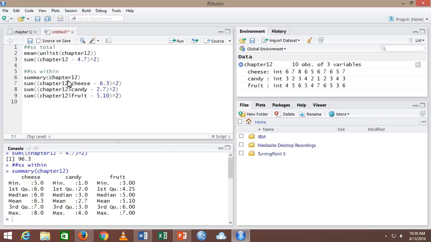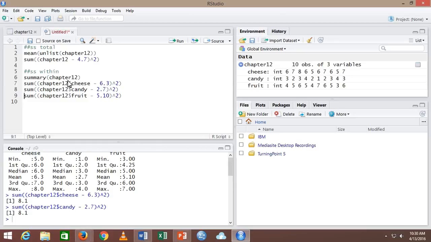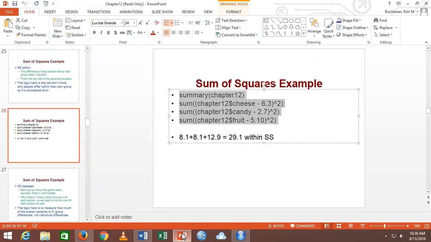And then I use that same function. So I got cheese minus its mean, so only the cheese column, only the candy column minus their mean, only the fruit column minus their mean, instead of everybody minus the grand mean. So we went from how different is everybody from the middle to how different are they within their group. So you should get 8.1, 8.1 because it's made up data, 12.9.